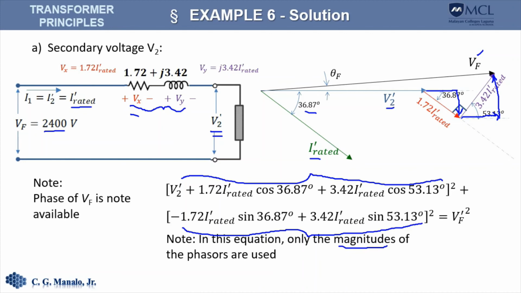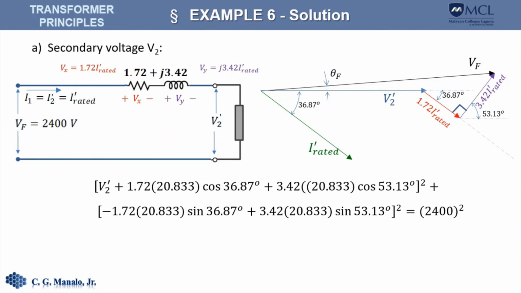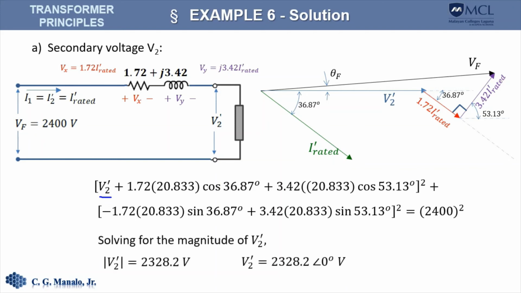So we can substitute the value of I rated prime and the magnitude of V sub f in this equation, and that should give us this equation that would allow us to solve for V sub 2 prime. So V sub 2 prime should be this one. So this is the magnitude of V sub 2 prime. But since we already know its phase angle, we can write down the phasor V sub 2 prime.